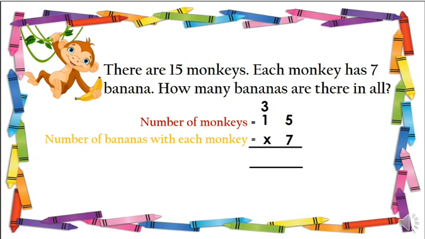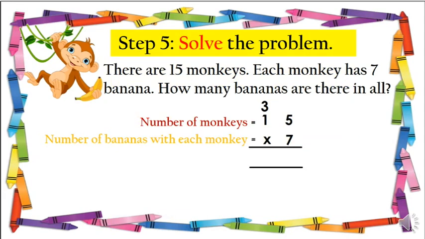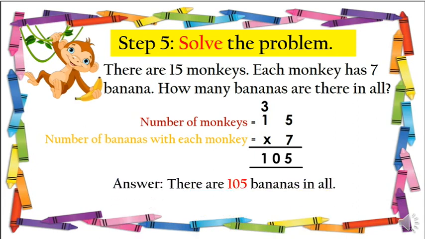Finally, solve the word problem. We know that we must multiply the two numbers to find the result. This is to find the total number of bananas. So 15 multiplied by 7 is 105. So there are 105 bananas in all.